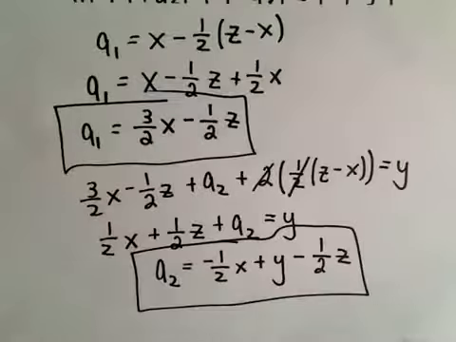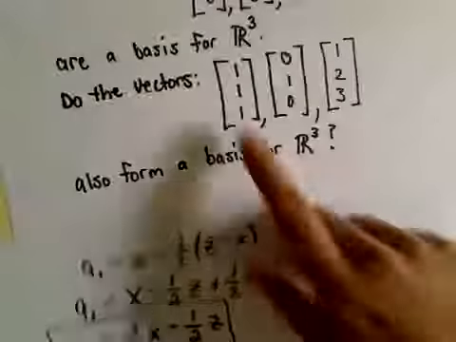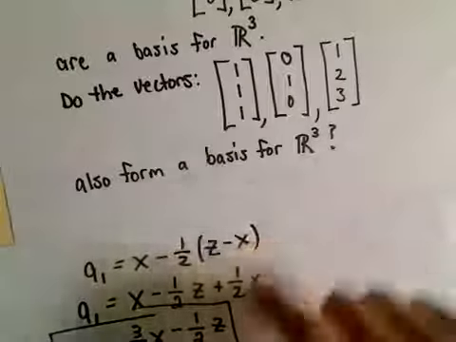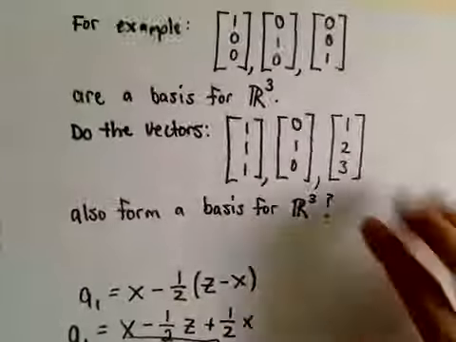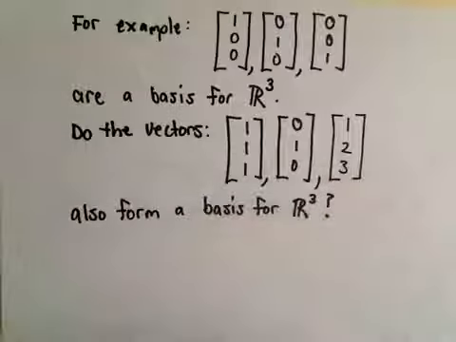So now we've shown that our vectors are linearly independent. They also form a spanning set, and therefore these three vectors also form a basis for R sub 3. So the moral of the story is you don't just have to use the unit vectors for a basis. You can certainly use other vectors as well.